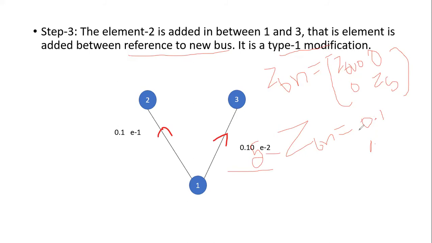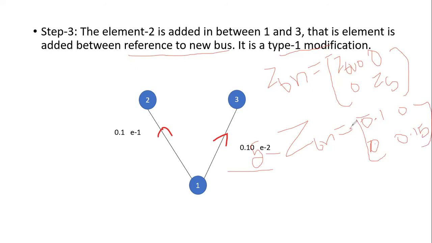Then substitute the Z-bus old matrix, that is 0.1, and consider these two entries as 0. And what is the ZS? It is the element that will be added in step 3, and the element value is 0.15. This is the Z-bus new matrix.